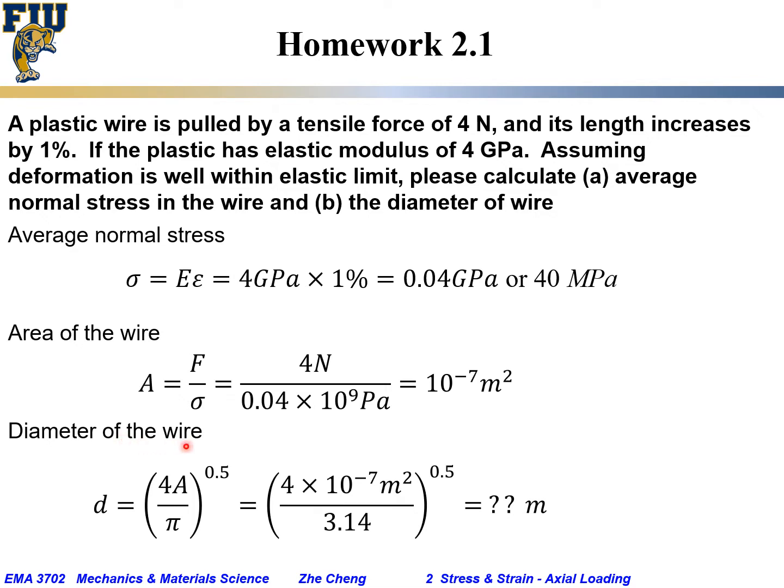So the diameter of the wire, of course, the area would be pi d squared over 4. You take the square root and you plug the number in, and this is what you're going to have.